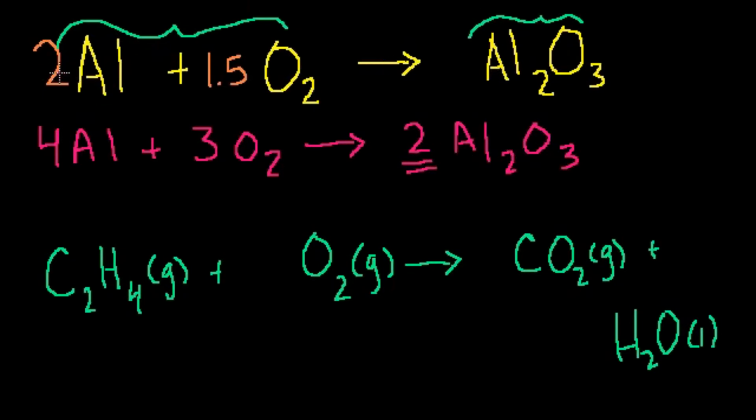So what did we do? We looked at the aluminum. We said, okay, we need 2 aluminums to have both sides of that be 2. And then when we looked at oxygen, we said, well, if I multiply this by 1.5, then that becomes 3 oxygens here, because 1.5 times 2 oxygens, and 3 oxygens there. And then all we said is, oh, well, I can't have a 1.5 there, so let me multiply both sides by 2. And I ended up with 4 aluminums plus 3 oxygen molecules, or 6 oxygen atoms, yields 2 molecules of aluminum oxide. Let's see if we can do some more of these.